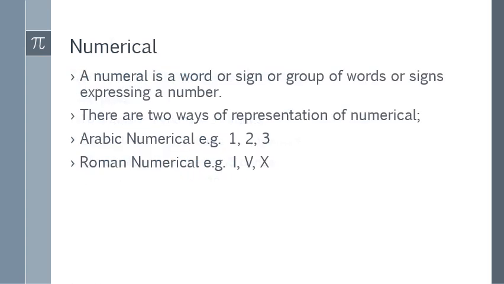Next is the numerical. As earlier discussed, a numerical is a word or sign or group of words or signs expressing a number. Now, there are two ways of representation of numerical. Number one is the Arabic numerical, like writing 1, 2, 3 by these signs, and Roman numerical, in which we can write 1 with capital or small I, 5 with a capital or small V, and 10 with a capital or small X.